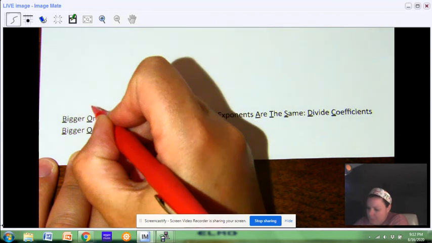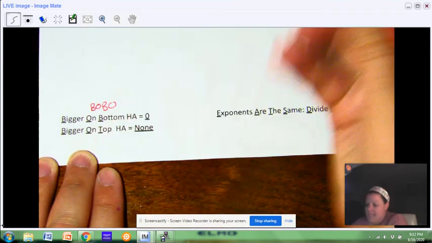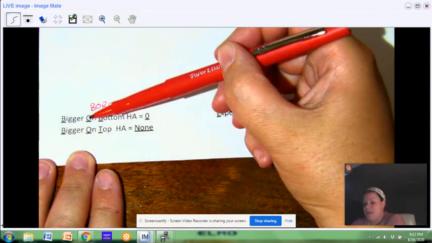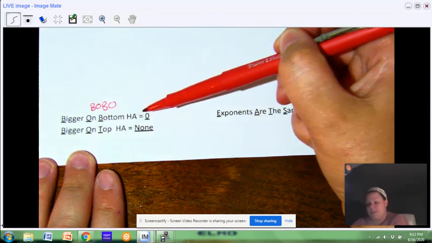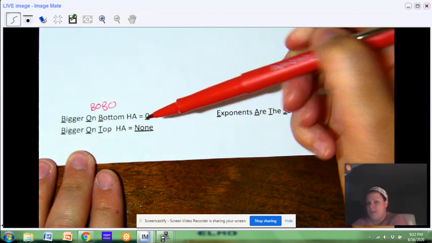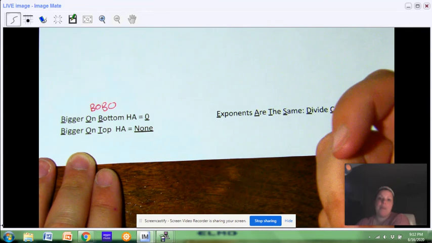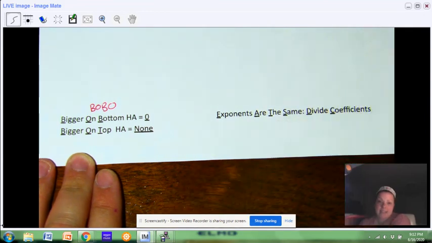So BOBO is, if your exponent is bigger on the bottom, your horizontal asymptote would be 0. So having a degree bigger on the bottom automatically means that the x-axis, or y equals 0, is going to be where your horizontal asymptote will be for both sides.